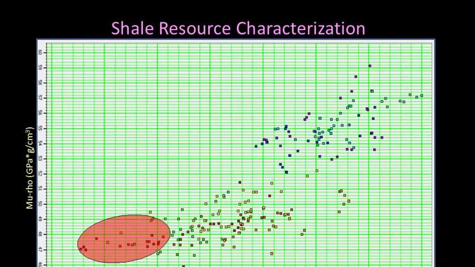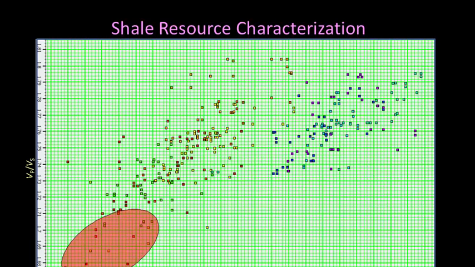And with the lambda rho and mu rho cross plot, I see some of these cluster points tend to open up. And VP by VS with the P impedance shows me this kind of a thing. But this is all from log data.